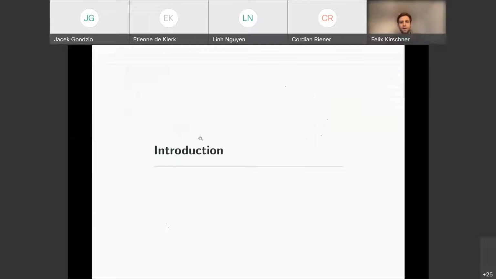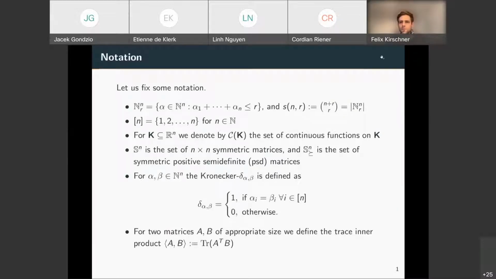Okay, introduction. So this is the most boring slide, but we will have to go through this very quickly. So just to fix the notation, N^n_r is just the set of n-tuples such that the coefficients sum to an integer less than r, and the cardinality of that set will be denoted by s(n, r).